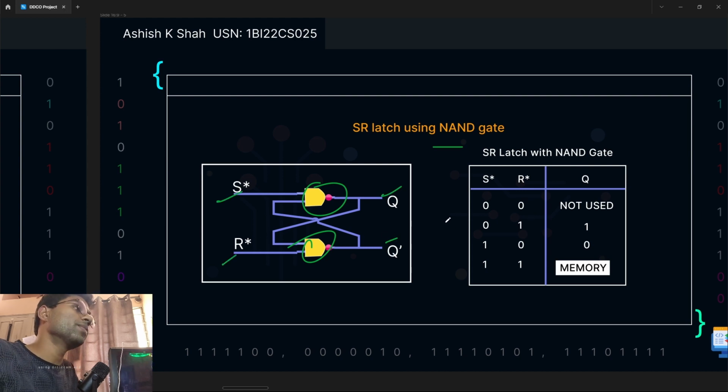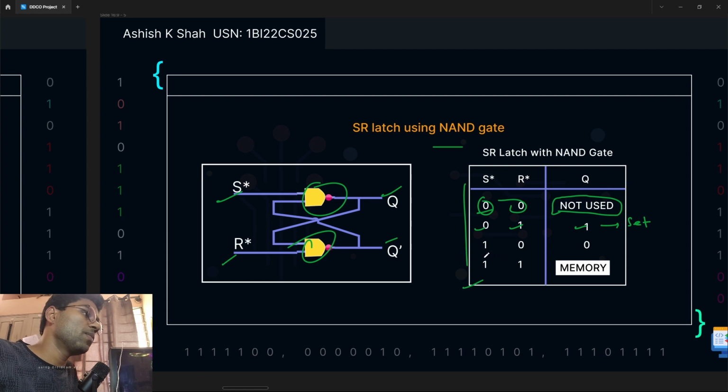I'm not going to explain much about the SR latch because it is not the topic of my subject, and it would also take too much time. So just remember this table to understand the SR flip flop using NAND gate. When we apply S and R as 0 0, it is not used because it leads to unpredictable behavior. And when we apply S equal to 0 and R equal to 1, it gives output 1. It is known as set mode.